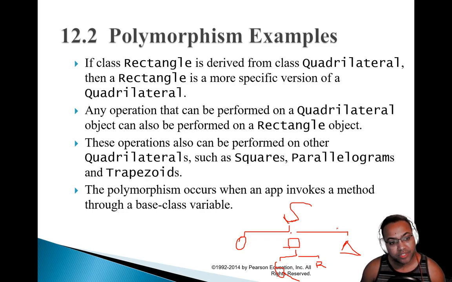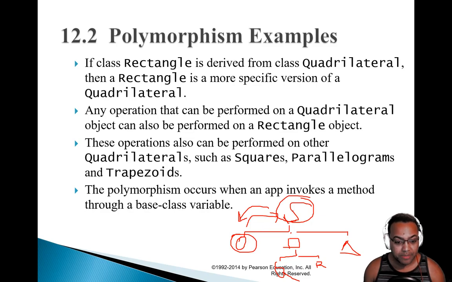So why is that important? If the class rectangle is derived from class quadrilateral, then a rectangle is a more specific version of a quadrilateral. In this case, if the circle class is derived from your shape class, which is your base class, then the circle class is a more specific version of the shape class. Any operation that can be performed on the quadrilateral object can also be performed on the rectangle object. Any operation that can be performed on the shape object can be performed on the circle object. These operations also can be performed on other quadrilaterals, such as squares, parallelograms, and trapezoids. Just understand that a quadrilateral is an object that has four angles.